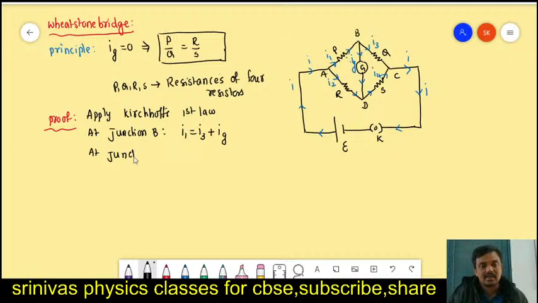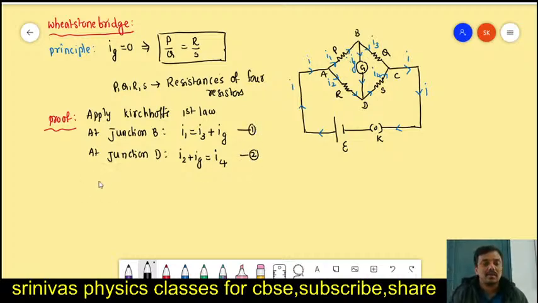At junction D, what do we have to apply? What are the entering currents to the junction D? Ig is coming this side and I2 is coming this side to the D. That means sum of entering currents is I2 plus Ig. What are the leaving currents? This side from the D only one current is leaving, that is I4, right? Junction rule is completed. Next, this is equation 1 and 2.